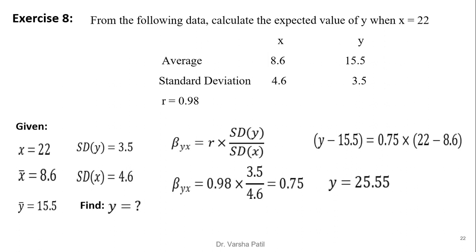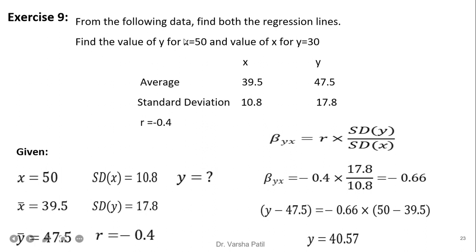Now in the next problem, from the following data calculate the expected value of y when x is equal to 22. So the average, standard deviation and correlation coefficient are given, and we require to find the two values, that is byx, and we can even find the bxy. The expected value of y when x is equal to 22. So here x is independent and y is the dependent variable. So we require to calculate b of yx where y depends on the x value.